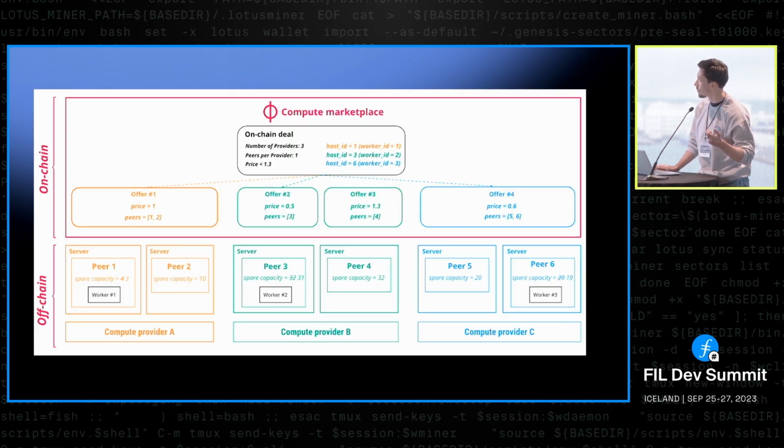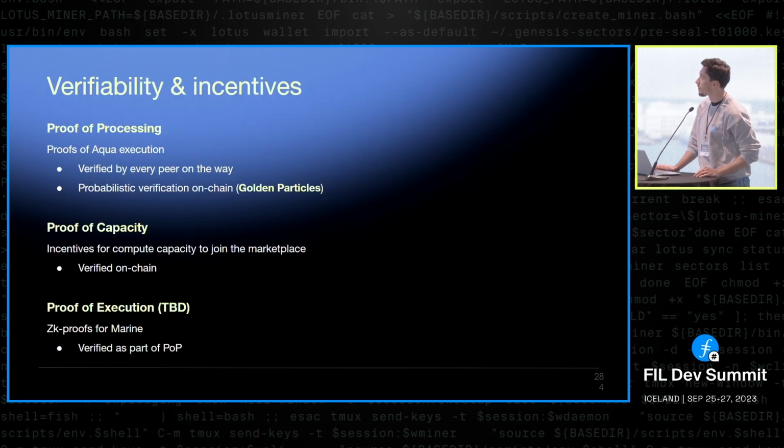Yeah, here's a picture about the compute marketplace. Providers specify how many compute units they have and how they price it, and they enter into deals with customers and set up the price, collateral, stuff like that. So it's pretty simple.